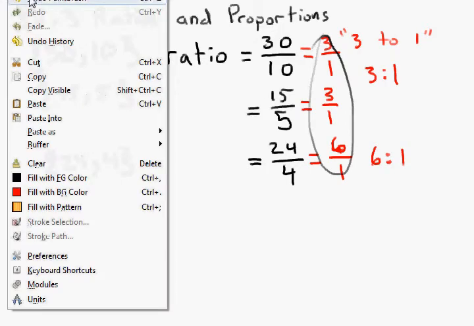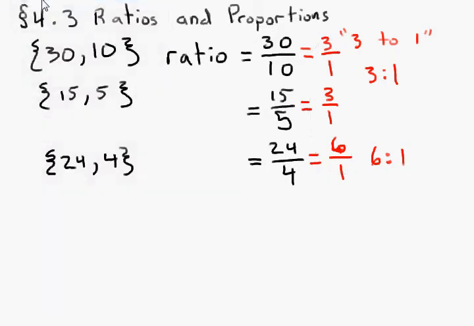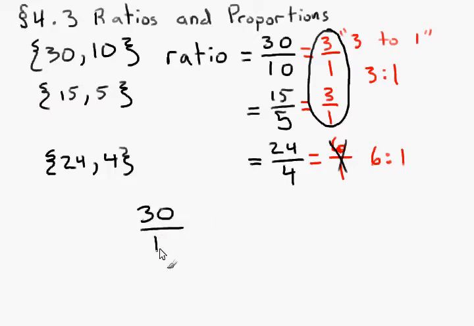Now, that circle was a little incorrect. One of those things doesn't belong. Which one? 6 to 1. Why? Well, these two are equal. When we reduce them down and they're equal like that, we could say 30 divided by 10 is equal to 15 divided by 5. They're both 3 to 1.